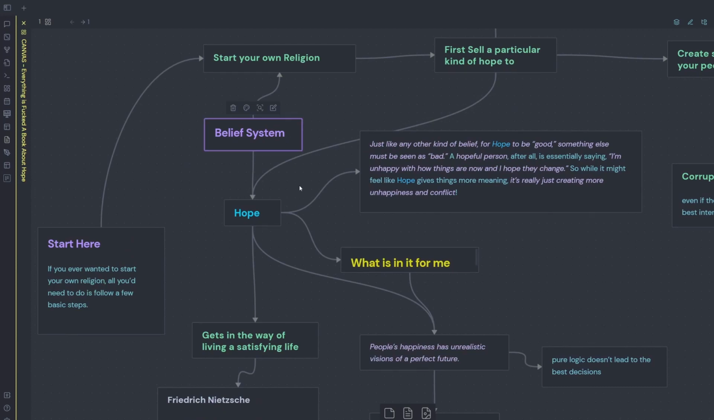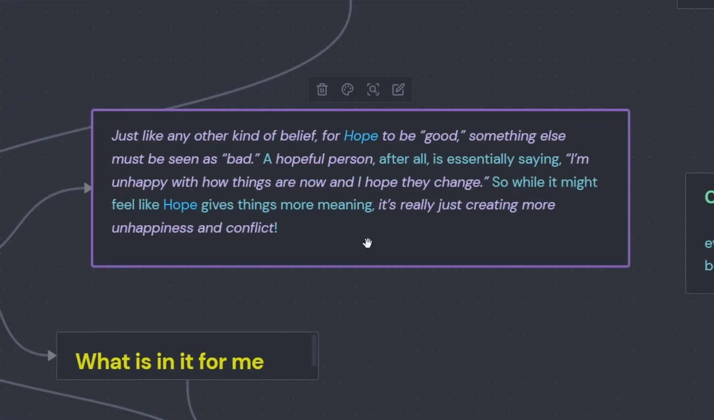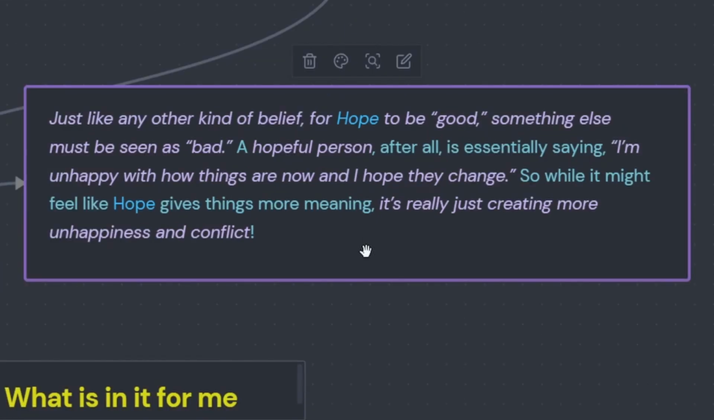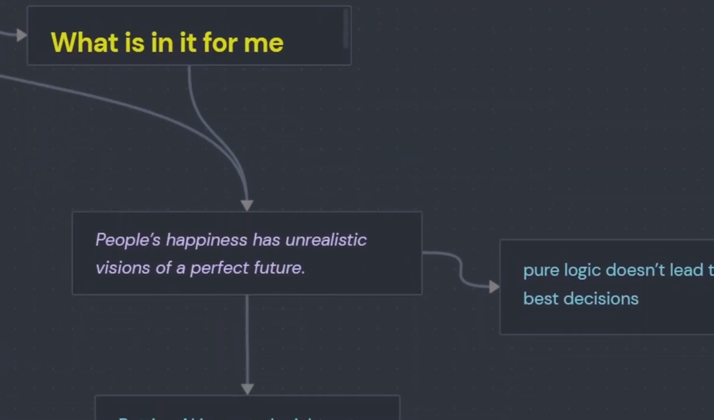A religion creates a belief system that creates hope. This leads back into the first best idea, what's in it for me. We also need to highlight that just like any other kind of belief, for hope to be good, something else must be seen as bad. A hopeful person, after all, is essentially saying, I'm unhappy with how things are now, and I hope they change. So while it may feel like hope gives things more meaning, it really just creates more unhappiness and conflict.